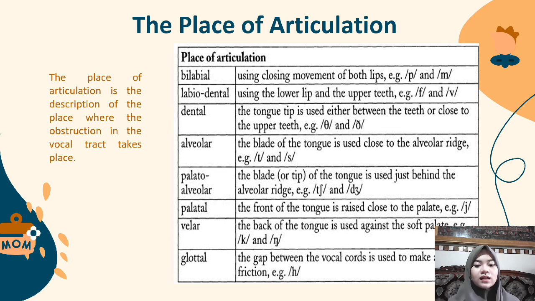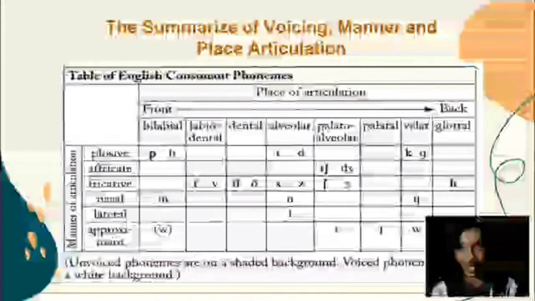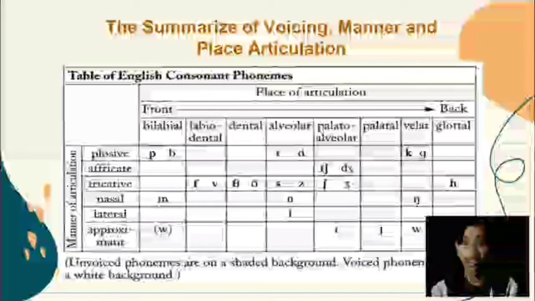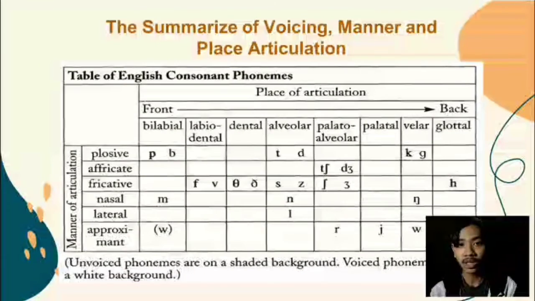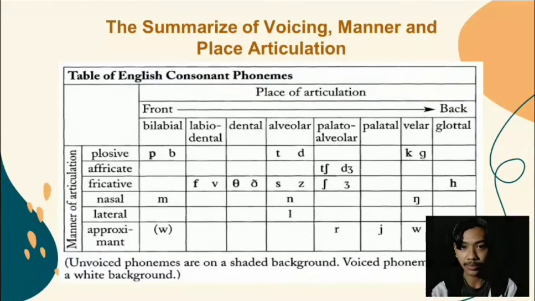And then glottal, the gap between the vocal cords is used to make the friction. Example: Next, the summary of manner and place of articulation. As you can see on the screen, this is a table of English consonant phonemes. The row is place of articulation and the column is manner of articulation.